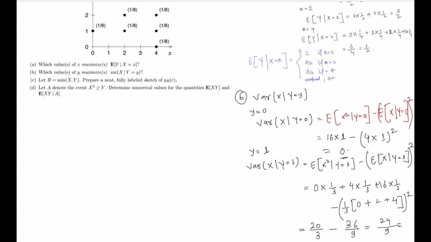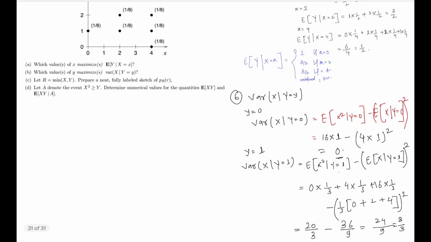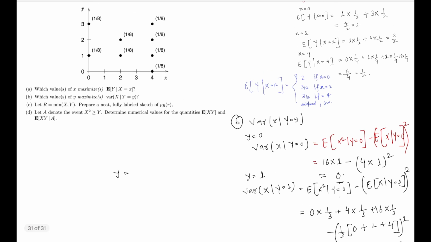And this will be 8 divided by 3. Similarly, we can find the conditional expectation when random variable y takes the value. What are the other values that random variable y can take? Y can take 0, 1, 2 and 3.